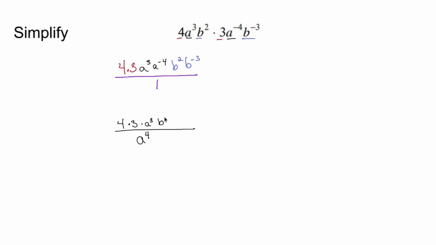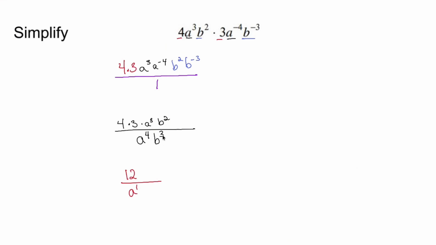B squared stays, and b to the negative third moves to the other side of the fraction bar and becomes positive. Now we simplify. 4 times 3 is 12. If you're dividing terms of the same base, subtract the exponent and keep it where it's more powerful. Now, what I mean by more powerful is a to the fourth is more powerful than a to the third, and that exists in the denominator. So you're going to do 4 minus 3 and keep it on the bottom.